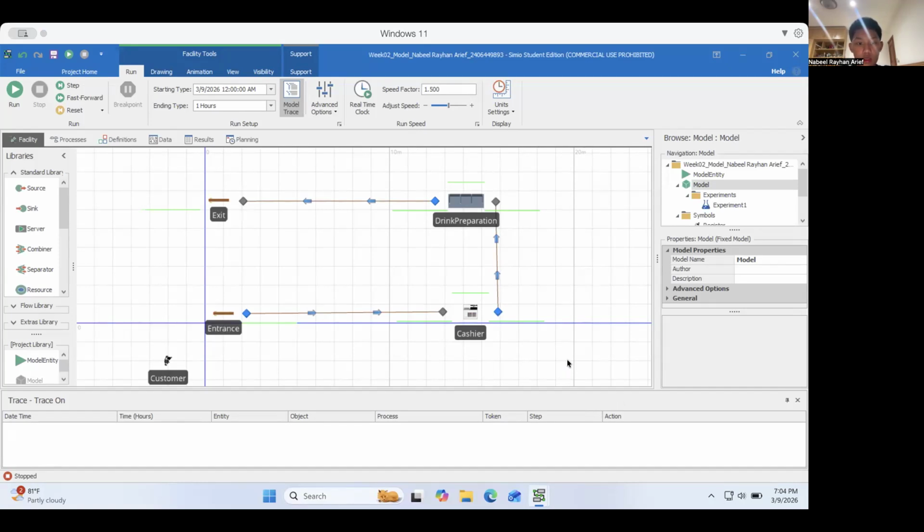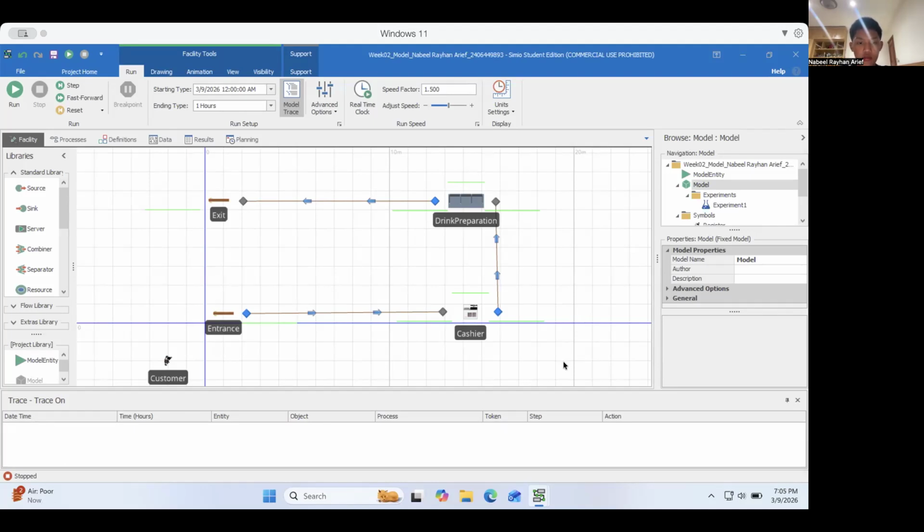First, I will explain the real system, the service flow at TZ. First, the customer enters the shop. After that, he or she will wait in line for the cashier, and then they will place and pay their order. After that, they will wait again while the drink is being prepared and finally leave the system after receiving the drink. So the process flow in my model is entrance, cashier, drink preparation, and exit.